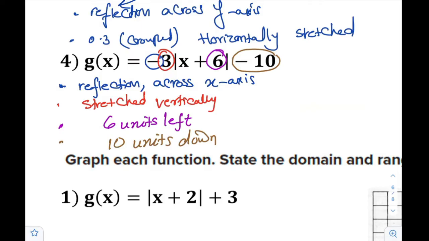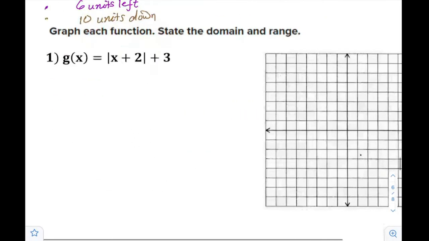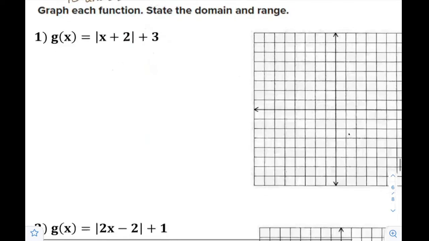Now it's time to graph. How can we graph the absolute value? And then we will state the domain and the range. Everyone knows now that the parent function is the absolute value, v, and it has a vertex at 0, 0.